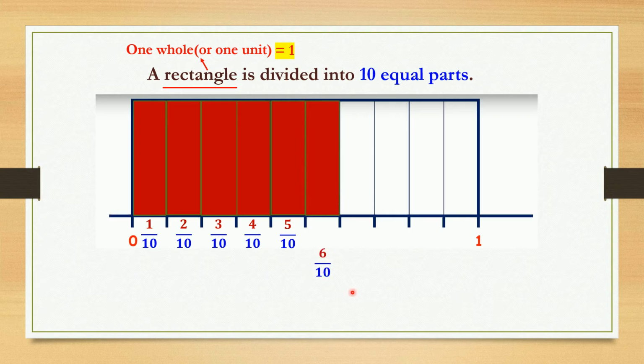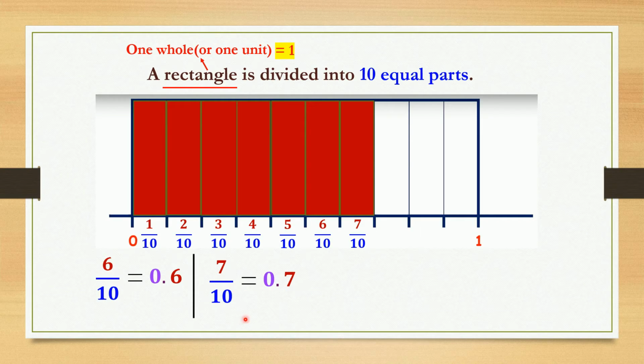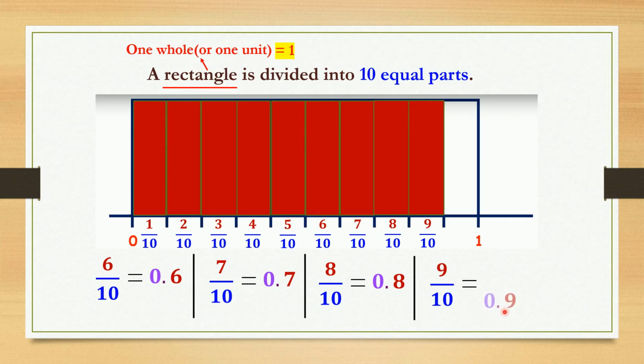Now if you color 6 pieces, 6 over 10, it's equal to the decimal number 0.6. And after 0.6, we have the decimal number 0.7, which is equal to 7/10. And after 7/10, we have 8/10, which is equal to 0.8. And after 8/10, we have 9/10, which is equal to the decimal number 0.9. So here we still didn't make a whole rectangle yet.